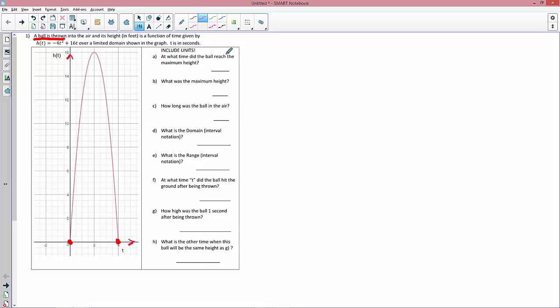Okay, at what time did the ball reach the maximum height? At what time? You always have to ask yourself, what are they asking for? Because there's always 2 variables, right? If we were to make a table of values for t and h, at what time means anything in this column. They're looking for this column, right? So for example, this point here at the vertex, just reading it, is 2, 16, and this is the vertex, right?